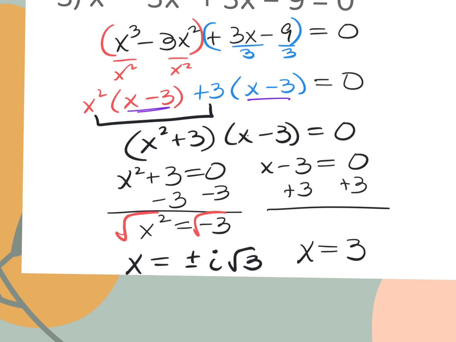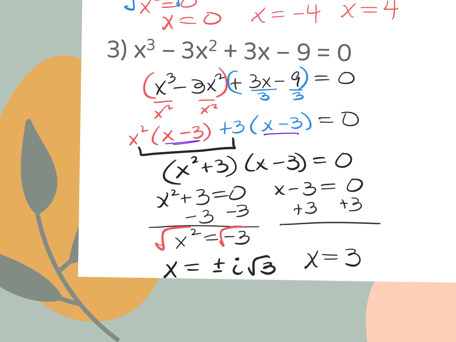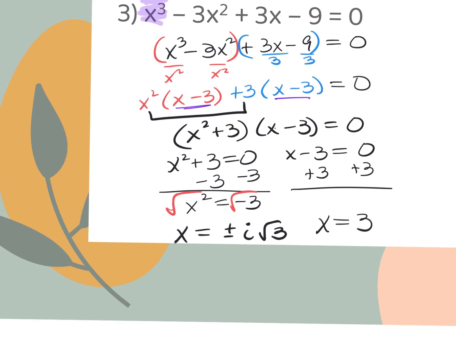Notice what we started out with. My largest exponent here was an x to the third. This was a clue that I needed 3 answers. So I actually have two imaginary answers and 1 real answer. So again, WebAssign will expect you to pull it apart. So negative i square root 3, comma, positive i square root 3, comma 3. WebAssign tells you to separate the answers with commas.